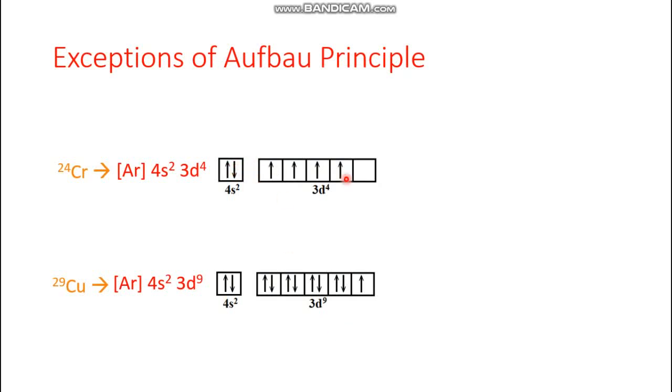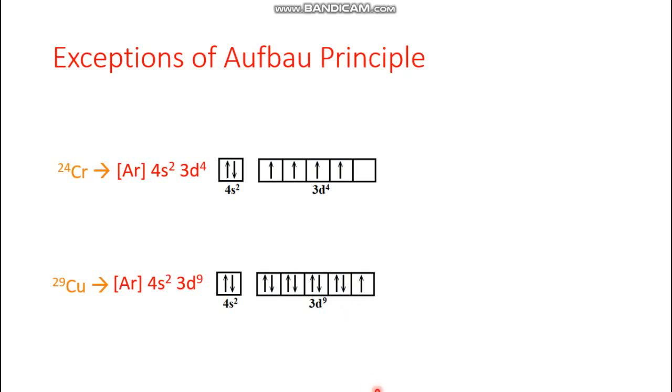This electron will occupy here in order to make maximum multiplicity of unpaired electrons. Because a half-filled d orbital is more stable than this arrangement, here also this electron will move here to pair up this unpaired electron, because a completely filled d orbital is more stable than this arrangement of 9 d electrons.